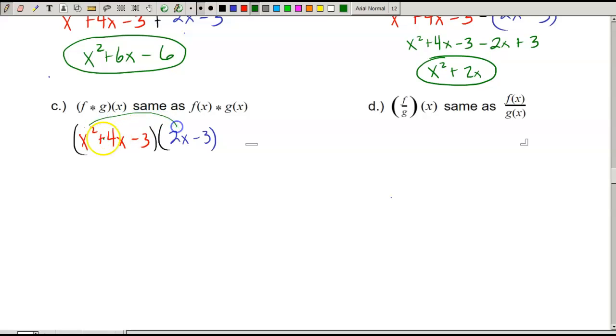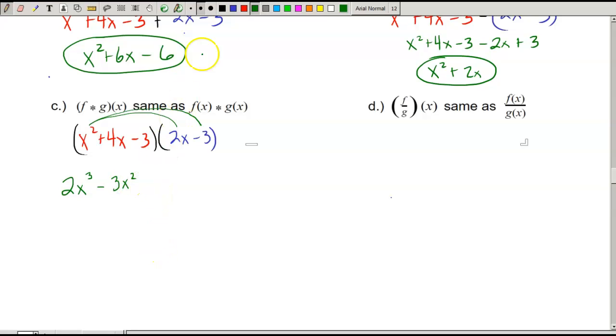That's going to be taking x squared times 2x. So what is x squared times 2x? Well, that's going to be 2x to the 3rd power, right? I'm going to add those exponents and get that. Then I'm going to take x squared times negative 3. So x squared times negative 3 is negative 3x squared.